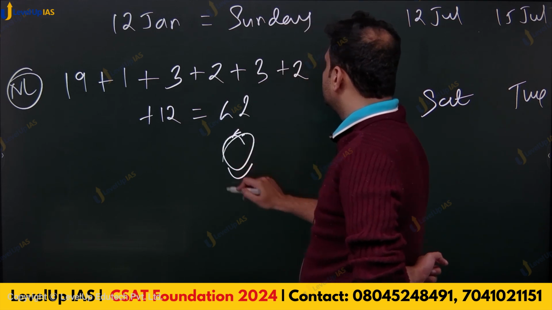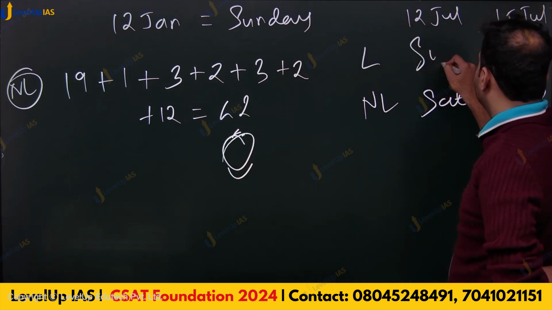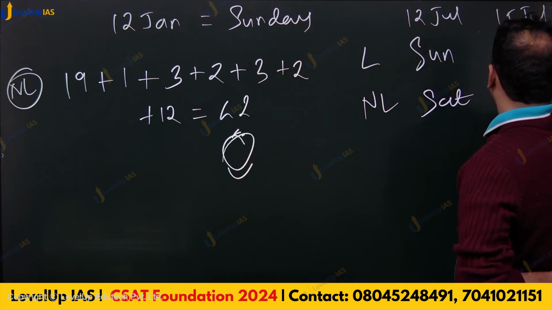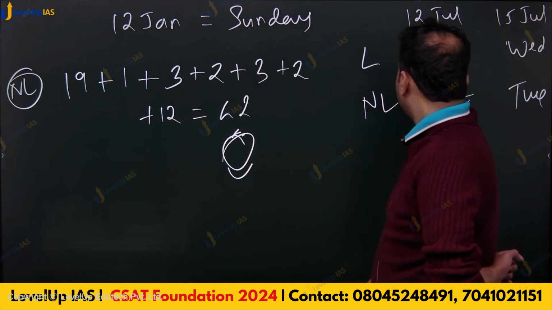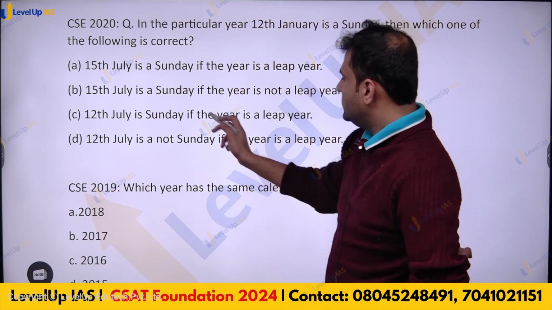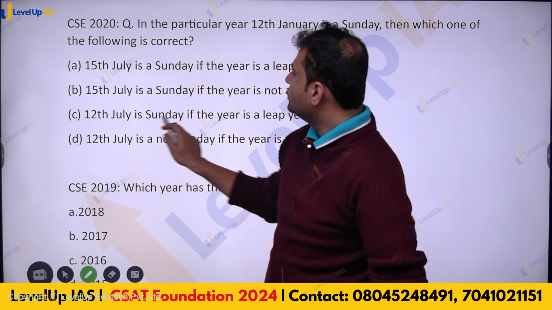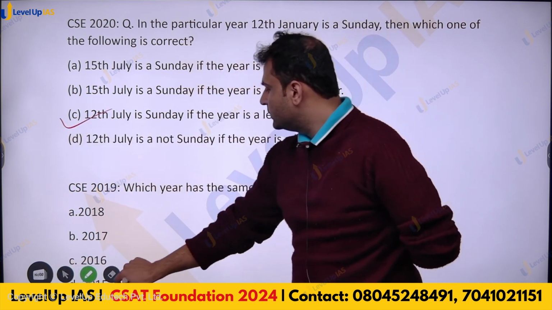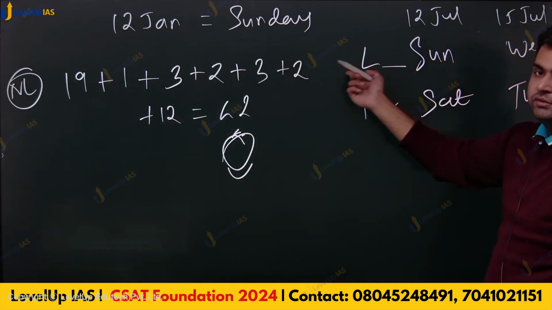So extra days will become 0. So in a leap year, it will be the same as Sunday, and this will be Wednesday. Now let us see the options. In a leap year, see option number C: 12th July is Sunday if the year is leap.